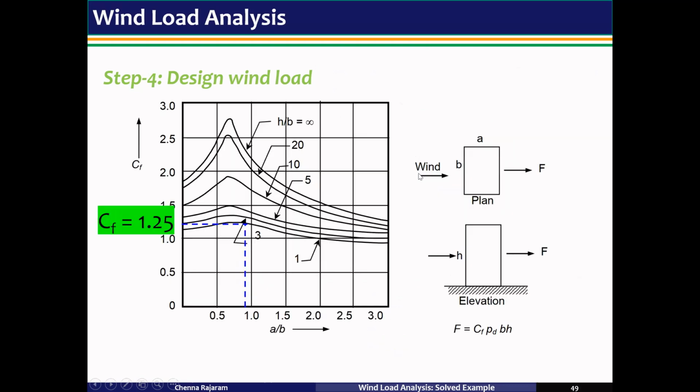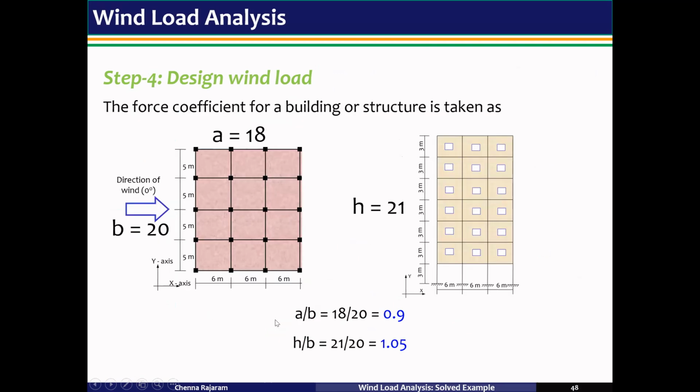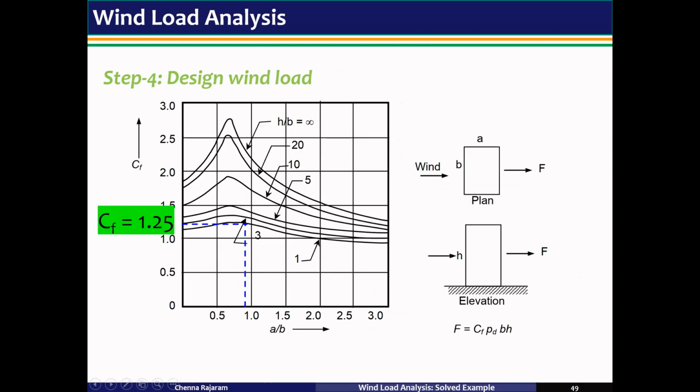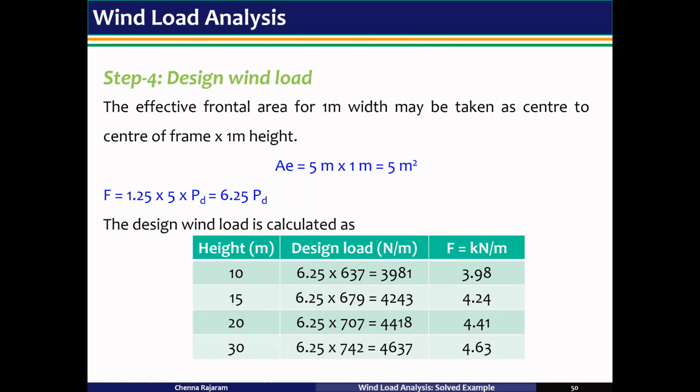Now, as per IS 875 part 3 2015, a graph is given with respect to A by B versus Cf. The A by B value is 0.9, so this represents 0.9, and the Cf value for A by B of 0.9 and H by B ratio equal to 1 is 1.25. So that means the Cf value is equal to 1.25.